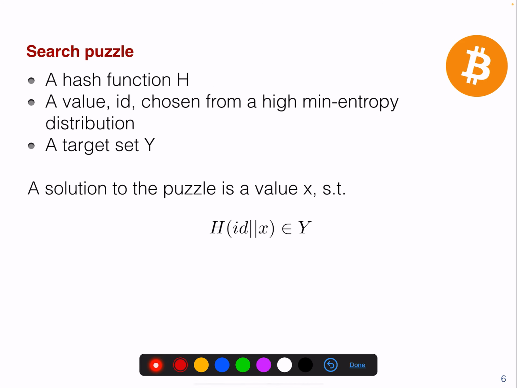So let's look at a search puzzle. Let's say we have a hash function h, a value id chosen from a high min entropy distribution, and a target set y. A solution to the puzzle is a value x such that the hash of id concatenated with x is in the target set y. This is a very typical search puzzle, and we will see later the parallels to mining as well. Okay, very good.